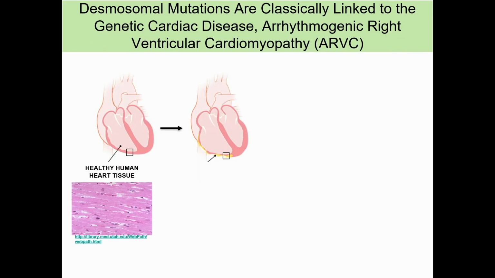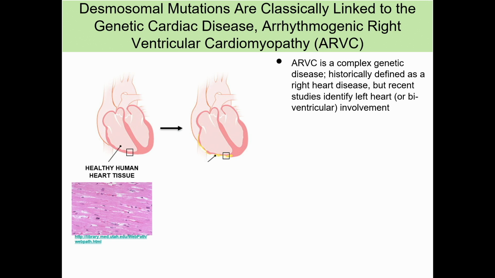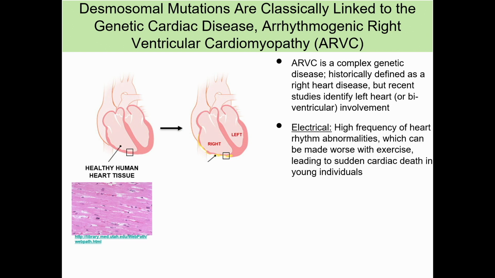So I'm just going to give you some ideas about this classic disease, arrhythmogenic right ventricular cardiomyopathy. It's a complex genetic disease. It's historically defined, as you can see from its name, as a right heart disease, but recent studies identify left heart and biventricular involvement. You can also see from its name that electrical deficits really drive this disease. This can often be made worse with exercise, and it leads to sudden cardiac death in young individuals. So there's this component that's clearly arrhythmogenic forward.